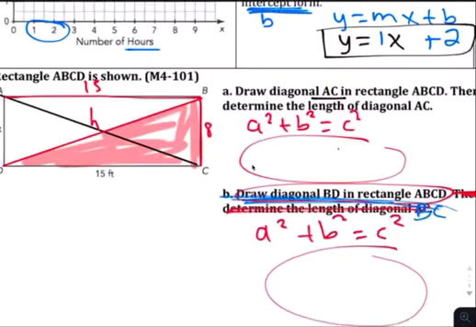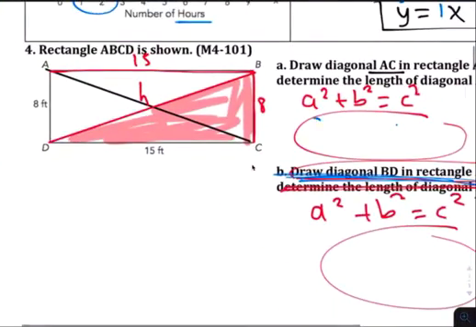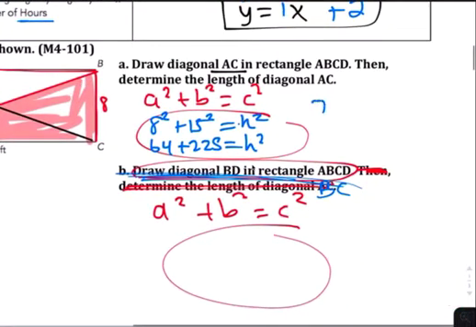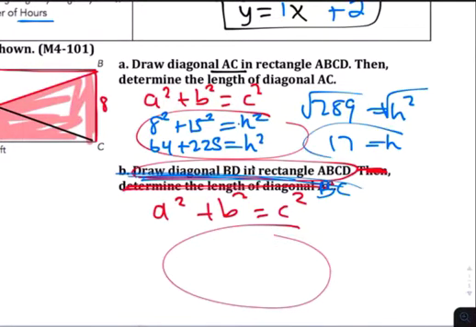So if you don't know how to do this, A is 8 squared plus 15 squared equals the hypotenuse squared. Remember that the C is called hypotenuse squared. 64 plus 225 equals h squared. So you get 289 equals hypotenuse squared. Take the square root, the hypotenuse is 17. Okay.